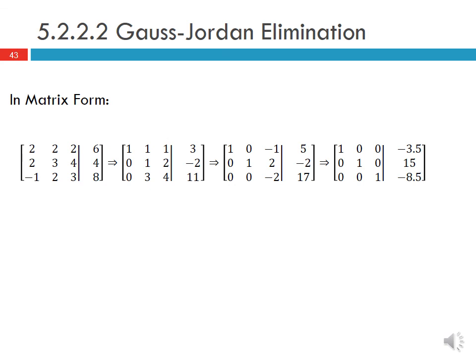In matrix form, the steps are shown here. You can go through the same idea of what we did with the naive Gauss elimination and show how we arrive at this result. And you can see in the end, at our last step, our A is the identity matrix. So we don't need the backward substitution. We can get our X directly.